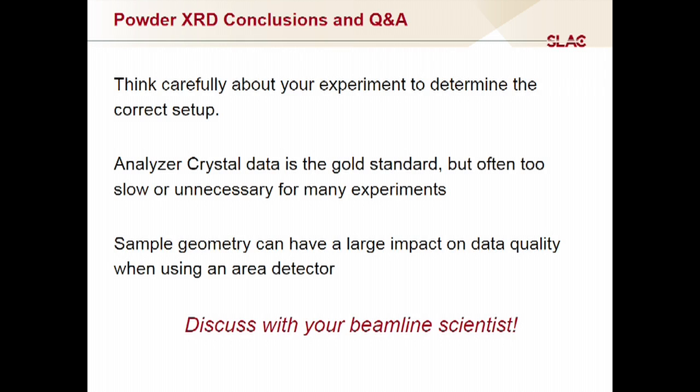So basically for powder diffraction, the idea is think carefully about the experiment and make sure that you have a setup that really makes sense for what you're trying to do. Data taken with an analyzer crystal is really the gold standard. You're not going to get higher quality data than that, but it's often too slow or simply unnecessary for a lot of experiments. And so just because that may be the best doesn't mean it's what you should be doing. And then the sample geometry that you pick can have a large impact on the quality of the data when using an area detector especially. And so think carefully about that. Don't just use a Pilatus because it's fast and you can get through a lot of samples if you're going to have issues with what that data looks like because of the sample geometry.